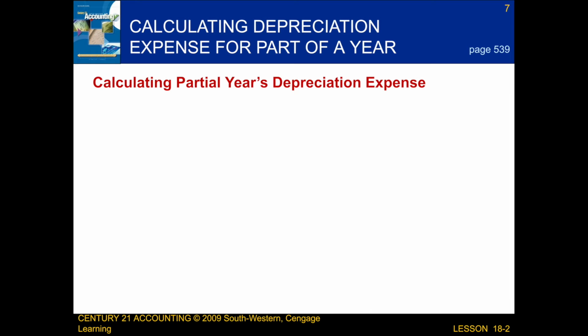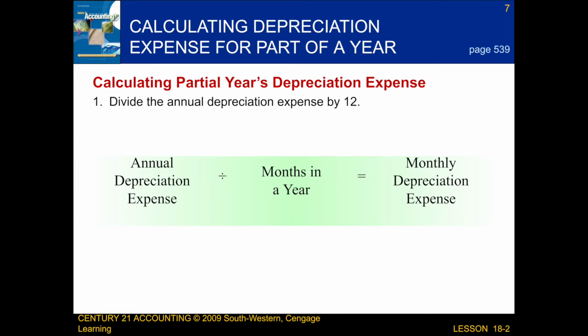Okay, next we're going to be talking about calculating depreciation expense for part of a year. So when we calculate a partial year's depreciation expense, there are multiple steps that we have to follow in order to complete this process. First, we divide the annual depreciation expense by 12. So if we take the annual depreciation expense and we divide it by 12 months in a year, that will give us the monthly depreciation expense.